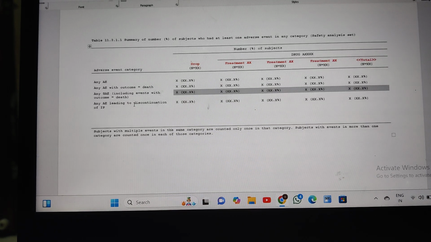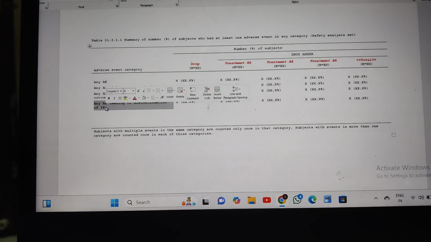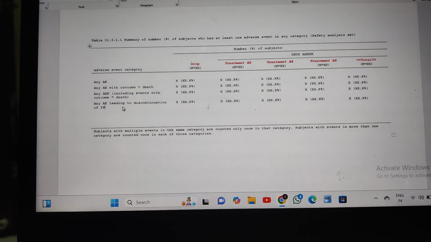So any AE leading to discontinuation of IP. Okay. For example, this means if the subject got an adverse event, due to that the subject got discontinued from the treatment, not from the study. So the principal investigator stopped the treatment for that particular subject, that we can count here. Okay. So then if you can see the title, footnote, they mentioned subjects with multiple events in the same category are counted only once in the category.